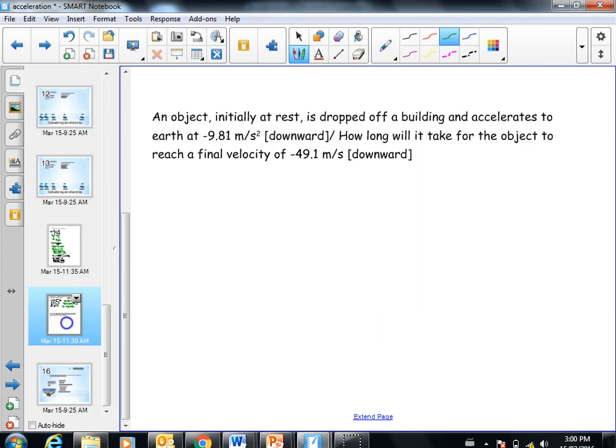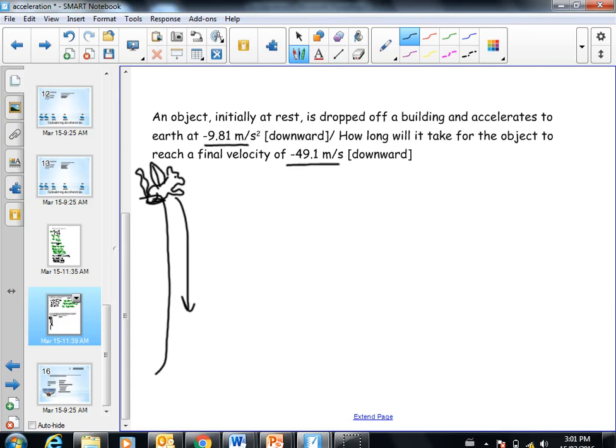Okay, next one. We have an object again dropped off a building. So imagining we have a building, probably it's some kind of squirrel that's dropped off the building, so I'll draw that for you. Perhaps it's like a flying squirrel. It looks more like a gargoyle. So he's going to fall down. And what do I know? I know acceleration, and I know velocity, and I know he's initially at rest, so that tells me VI. So let me write that stuff down.